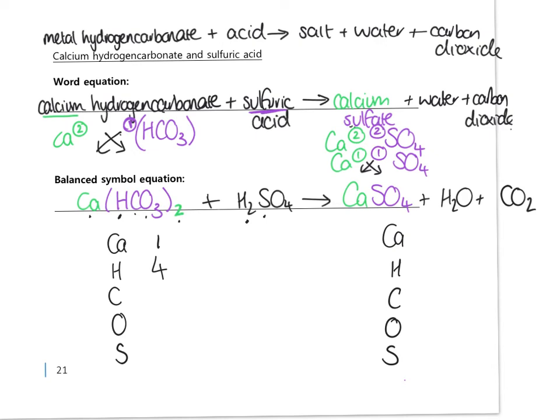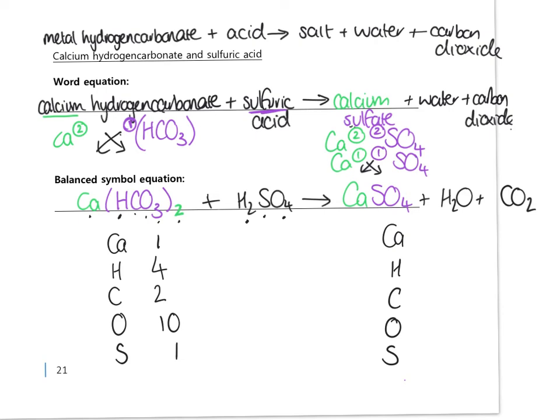Carbons now, I have 1 carbon inside my brackets, but that's multiplied by 2. So I have a total of 2 carbons. Oxygens then, I've got 3 oxygens in my bracket, times by 2 is 6, plus my 4 from sulfuric acid, which is a total of 10 oxygens. And then sulfurs, I just have the 1 in sulfuric acid.